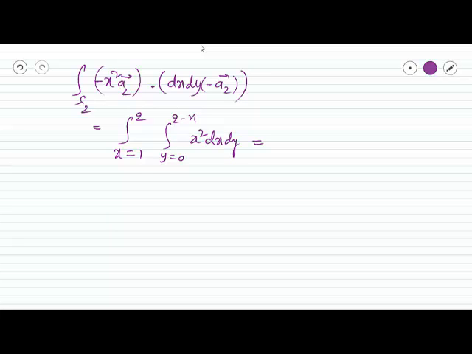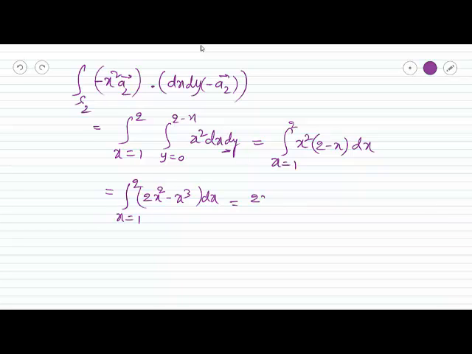Now after integrating over y, I will get upper limit as 2 minus x, lower limit as 0. So I will get the integral from x equal to 1 to 2 of x square multiplied by 2 minus x dx, which is equal to the integral from x equal to 1 to 2 of 2 x square minus x cube dx, which is equal to 2 x cube by 3 minus x power 4 by 4 over the limits of 1 to 2.